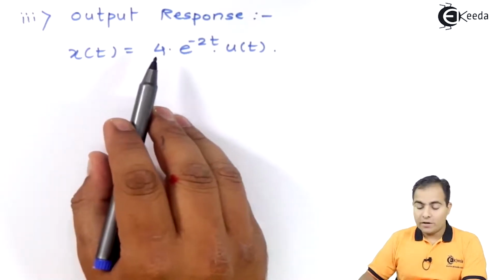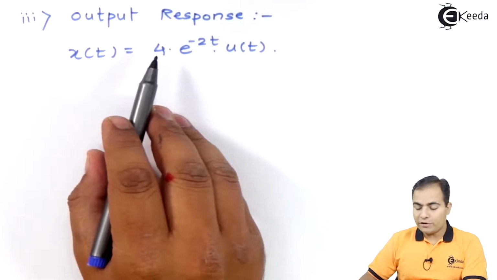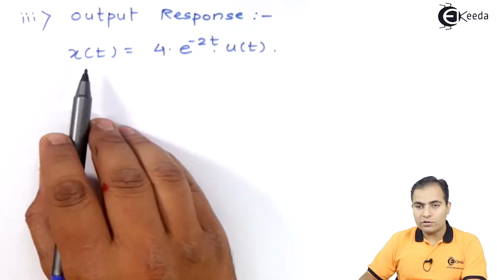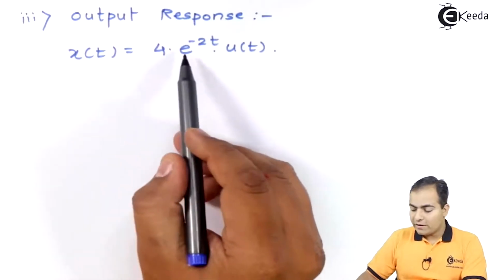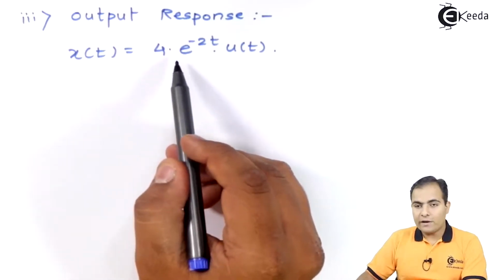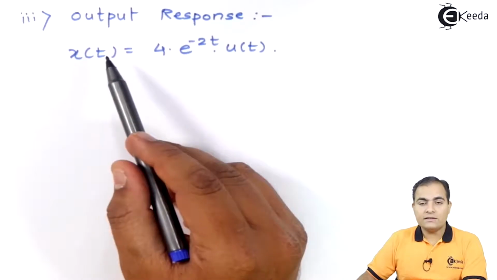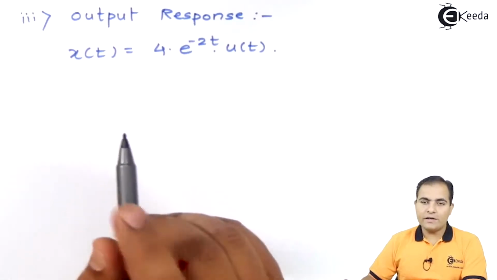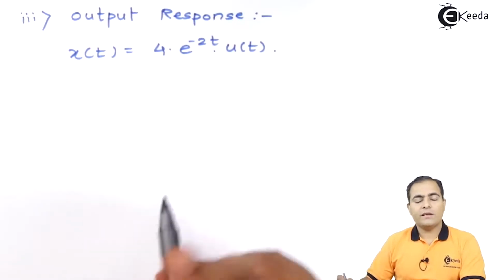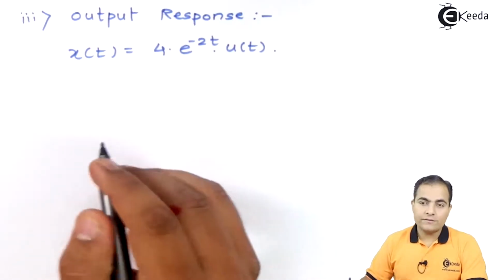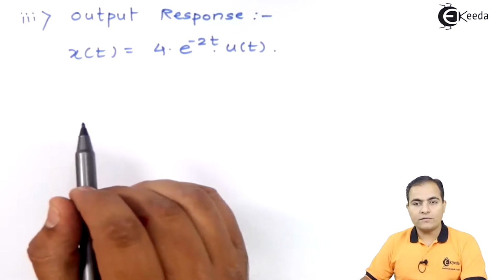But before moving to the output response, one thing is given, that is x of t is 4e to the power minus 2t u of t. So here we have to apply a Laplace transform, then you will get the answer in x of s, and then multiply x of s on the right hand side of the y of s equation, or you can say equation number 1. So first of all, I'm going to calculate the Laplace transform of x of t.